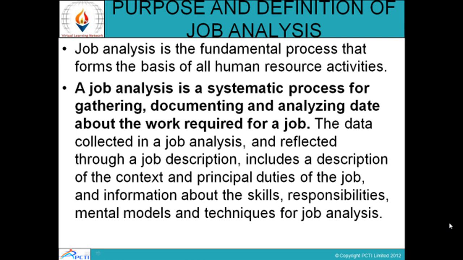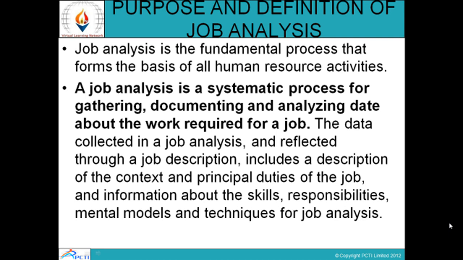Job analysis is the fundamental process that forms the basis of all human resource activity. That's very true. It is a very essential and fundamental process, because it's not only about judging or analyzing. It's all about understanding your human resource, understanding the skills which you are looking for, and understanding what you actually have. Job analysis is a systematic process for gathering, documenting and analyzing data about the work required for a job.